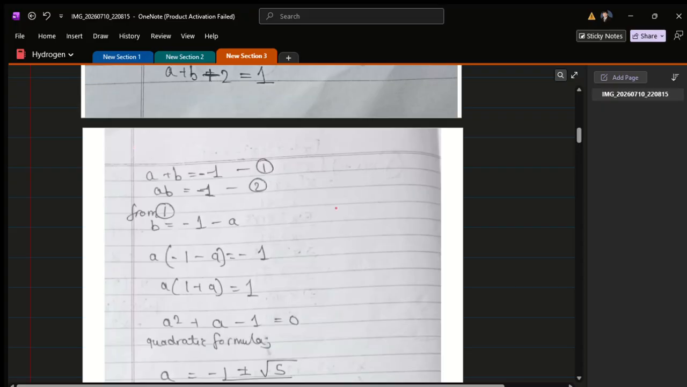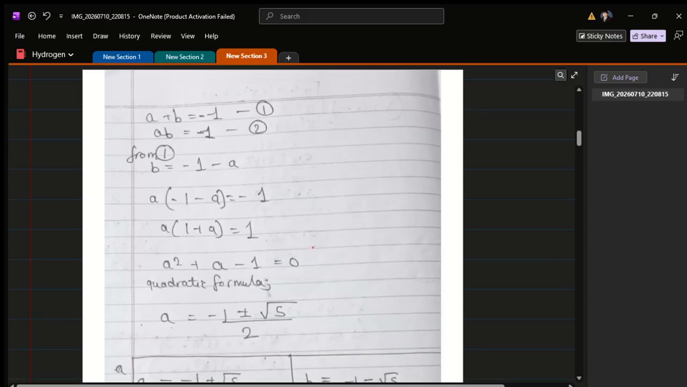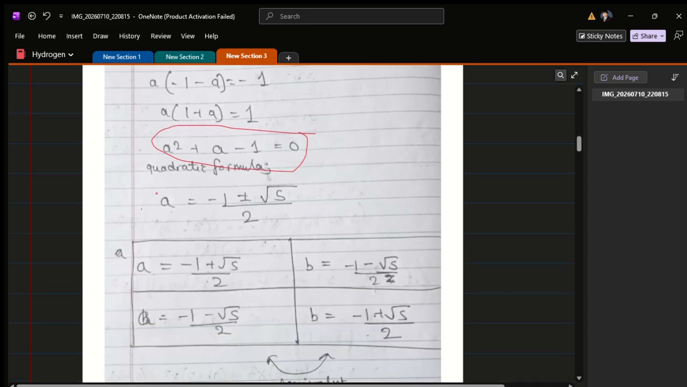Now we get this system of equations: a plus b is minus 1 and a times b is also minus 1. From 1 we will get the value of b and put that value of b into 2. We get this quadratic equation. Now applying the quadratic formula, we get a is equal to minus 1 plus minus root 5 by 2. Depending on what case we take, if we take a to be the plus part, then b becomes the negative part. If we take a to be the negative root 5 part, a becomes this and b becomes this.